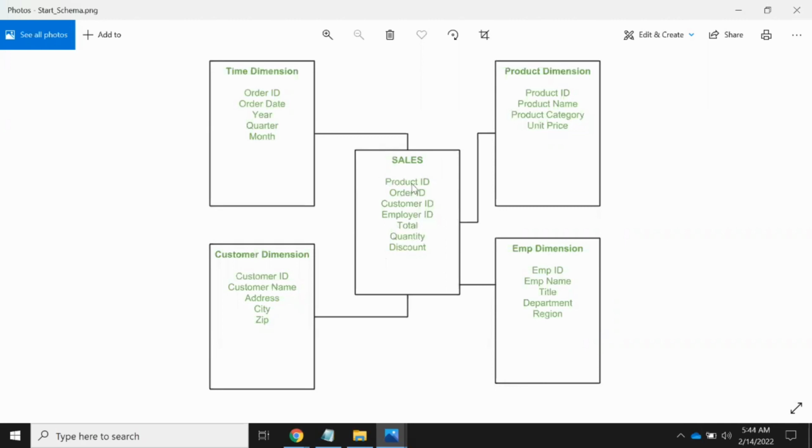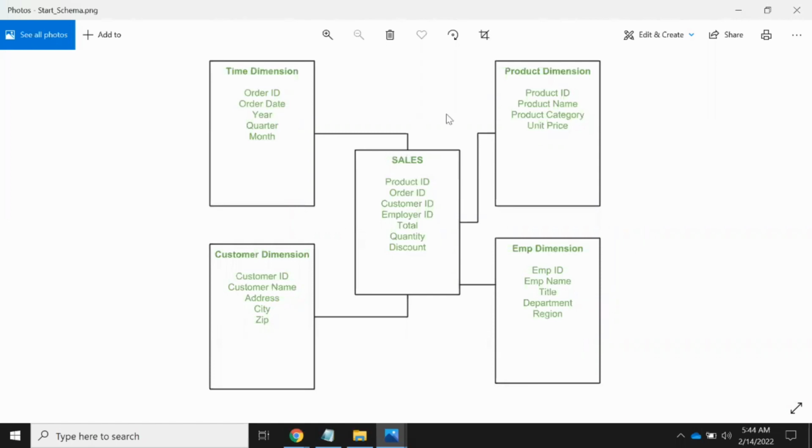When you observe only the sales, we have a product ID for this particular product in this particular order, who the customer is, who the employee is, what the total amount they purchased is, how much quantity, and what discount they got. All this information is available in only one table, right? All of these are numeric information. Based on this, you can understand what is happening around this particular dimension, and we can come to a conclusion.